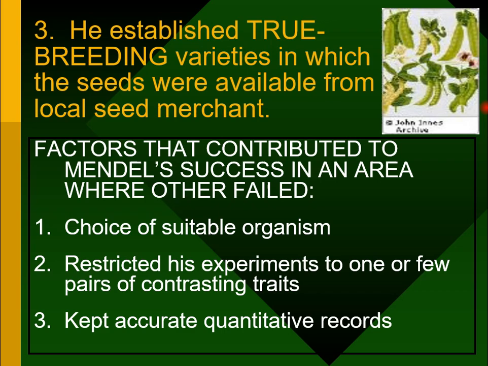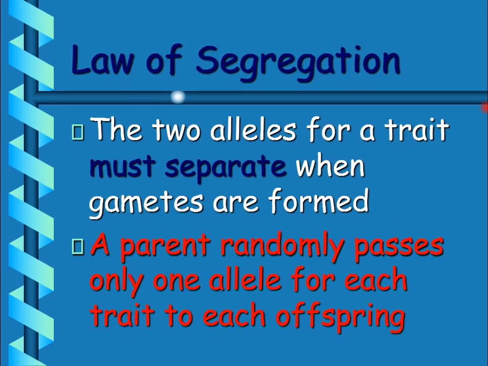If I ask you what the factors are that contributed to Mendel's success, first, he chose a suitable organism, restricted his experiments to one or a few pairs of contrasting traits, and kept accurate quantitative records. We have three laws of Mendel. The first one is the law of segregation.